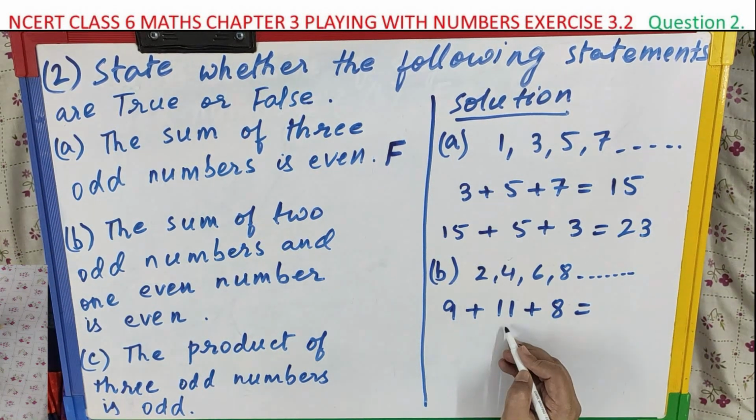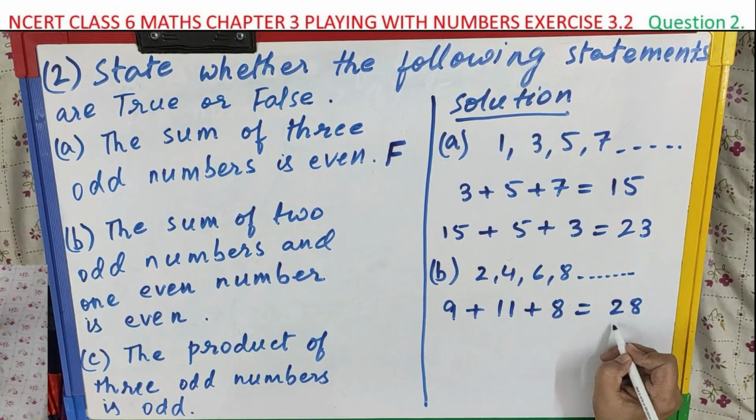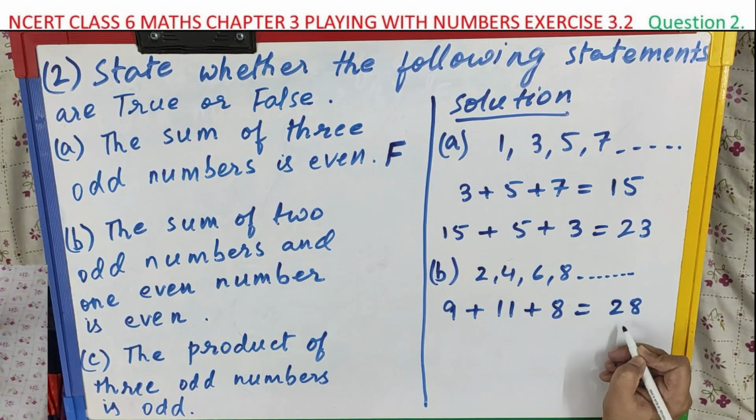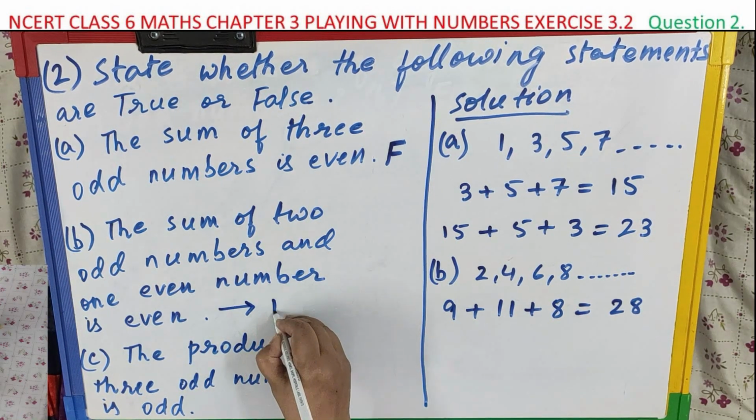9 plus 11 is 20. 20 plus 8 is 28. It means 28 is it an odd number or even number? It is an even number because it is divisible by 2. It means the statement is true. We can write it as true statement.